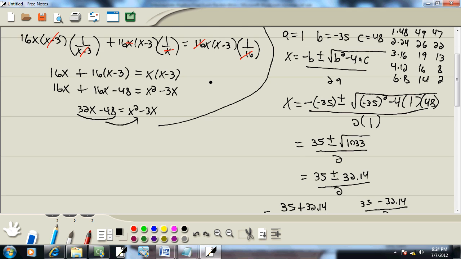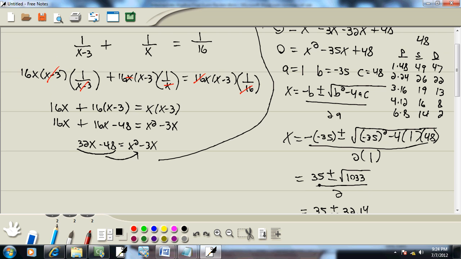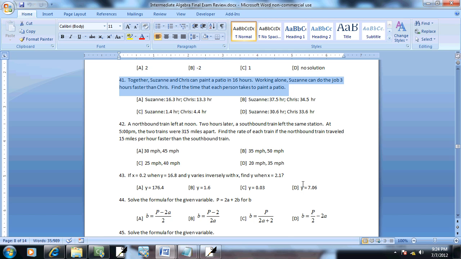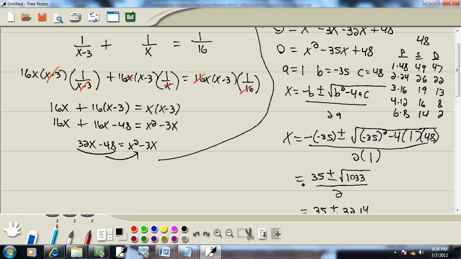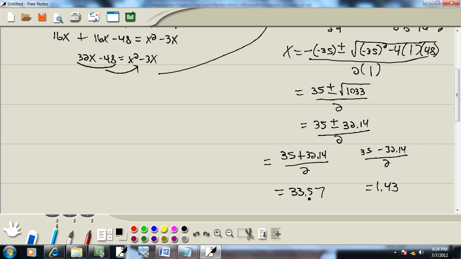Now, if working together takes 16 hours, then this one doesn't make any sense. So we got 1.43. Well, actually, oh, wait a minute. I'm thinking this backwards. Never mind. If it takes them 16 hours together, then it's not going to take 1.43. So this is the one we're going to be taking a look at. Time for me to go to bed, I guess.